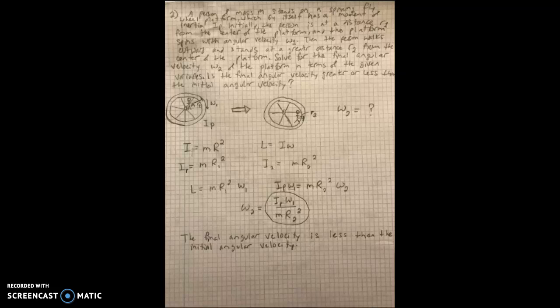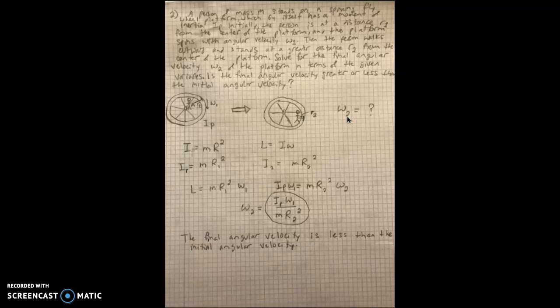Okay, so I started here with a little cartoon to help the visual process: first the person on the spinning flywheel closer to the center, and then as the person moves further from the center. And what we're looking for is the final angular velocity.